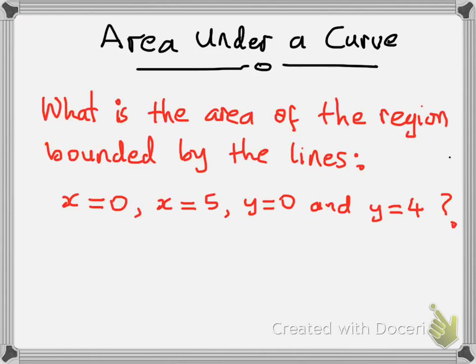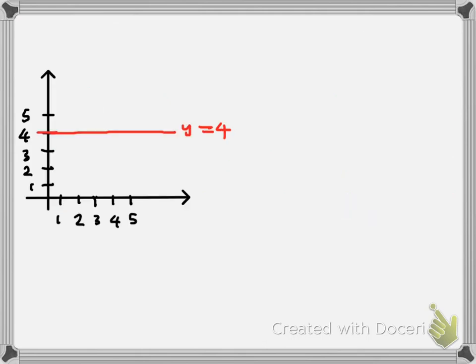And the question is this. What is the area of the region bounded by the following lines? x equals 0, x equals 5, y equals 0, and y equals 4. Now, a picture of what I have just asked you might look like this.